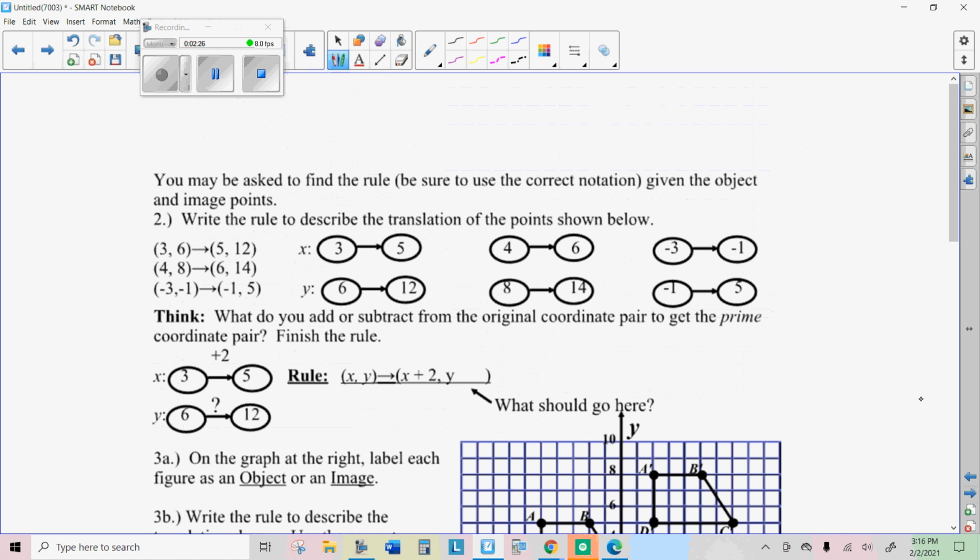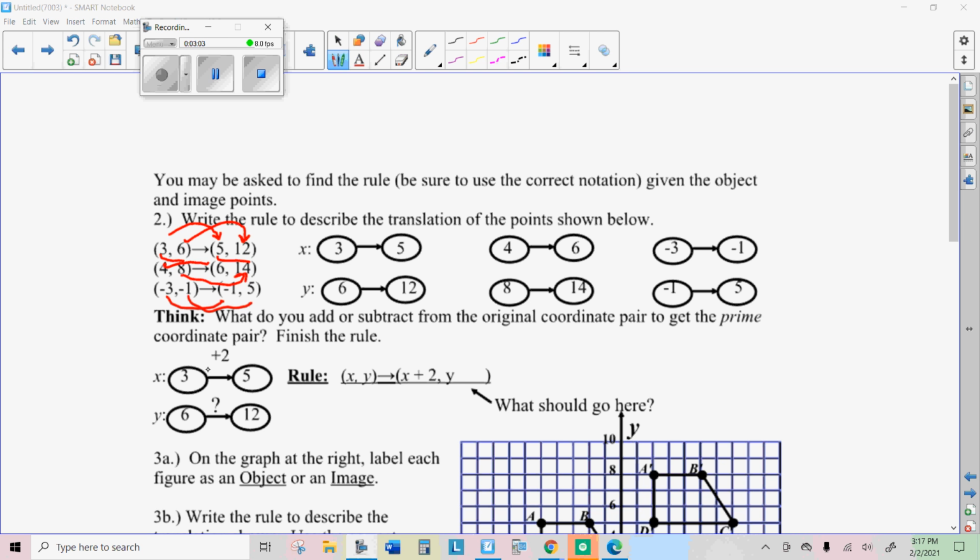Now we want to write the rule to describe the translation of the points below. So we want to take a point (3, 6) and turn it into a point (5, 12). That means we need to think about what you need to get from 3 to 5 and from 6 to 12. Also, it's the same rule for all of these. We're going to go from 4 to 6 and from 8 to 14. From -3 to -1, and from -1 to 5.